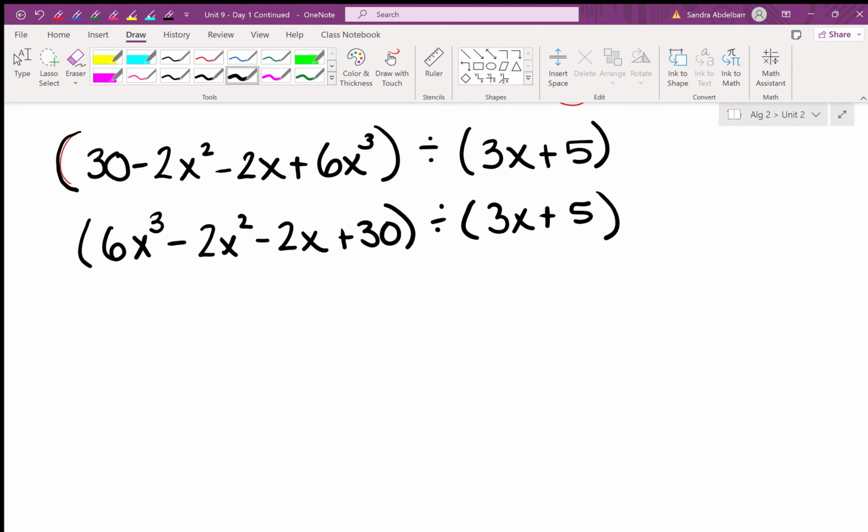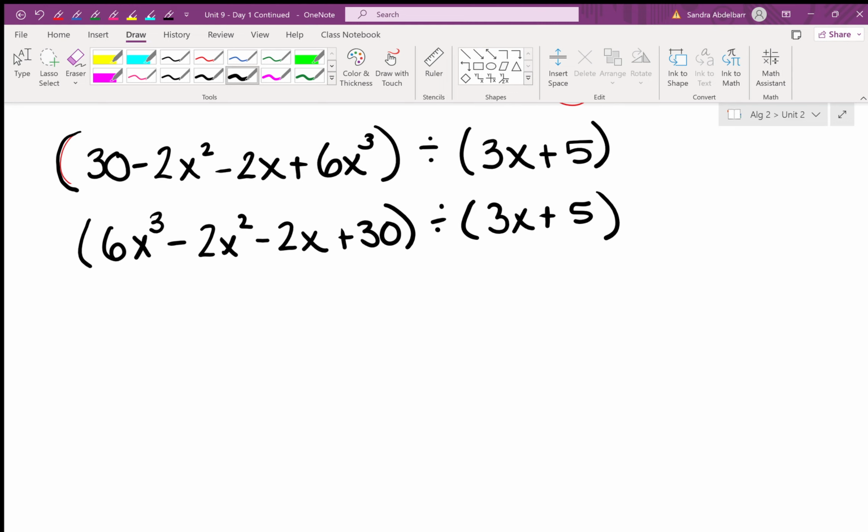I'm still looking at the dividend. Is every exponent accounted for? Yeah, we have 3, we have 2, we have 1, and then we have our constant. So every exponent is accounted for. We always want to make sure of that. Then we're going to look at our divisor. Is there a problem with the divisor to use synthetic division on this? Yeah, there is a problem. I cannot use synthetic division at how it is right now.